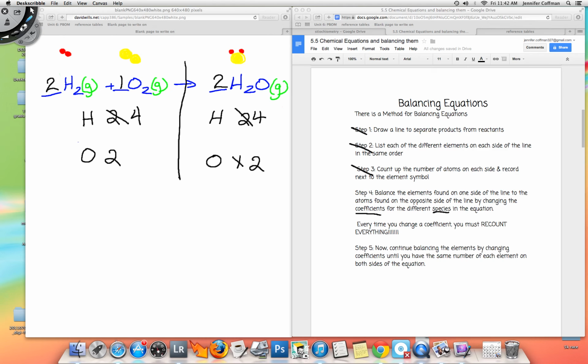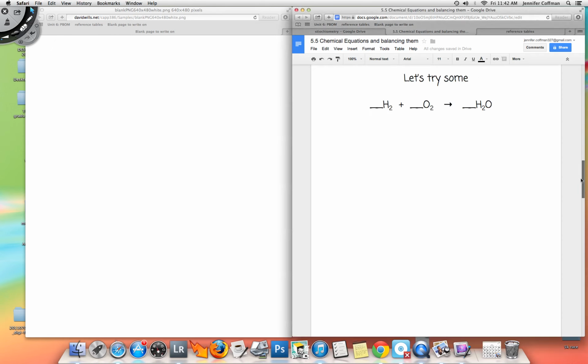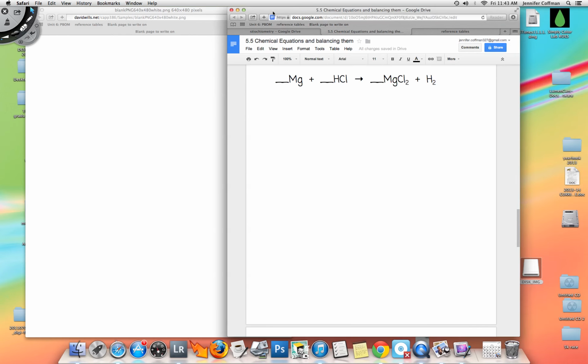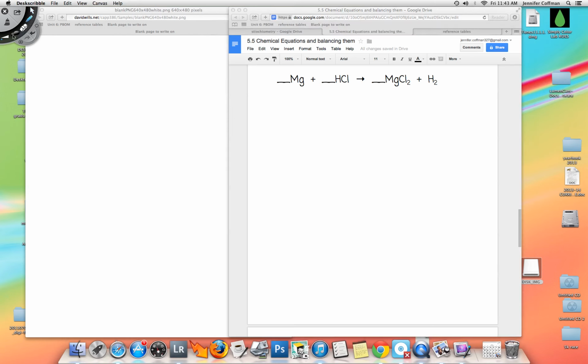Alright, let's try another one. Let's scroll down here. This one is a little bit more complicated, only because it's got 3 elements in here now. So, step 1, draw a nice straight line. Nice straight line, just like I did. Then you're going to make a list.